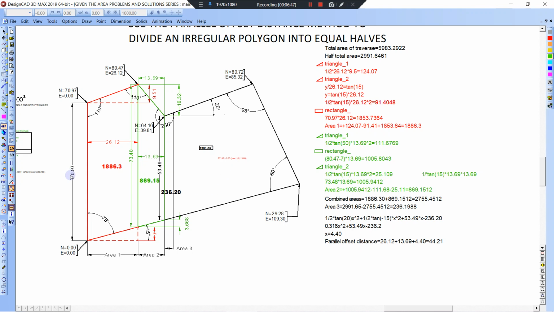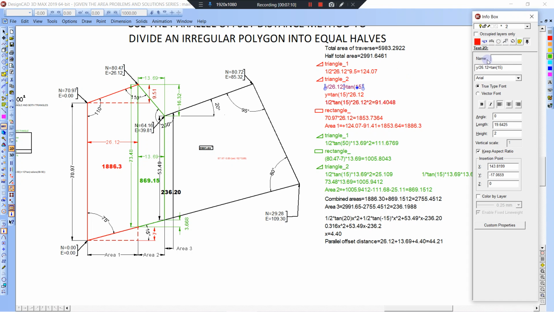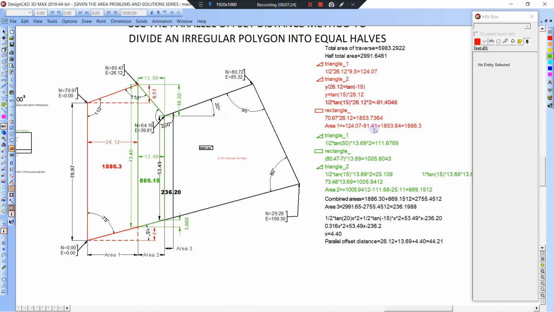Then the rectangle is 70.97 times 26.12, and we end up with that rectangle. So we take triangle 1, which is positive, the triangle down here, which is negative, and the area of this rectangle. I'm going to change that right now, because if I ever come back to it, it should be negative 15. The answer here is negative 91. We add all of them together and you end up with 1886. So you're just going to write that down.